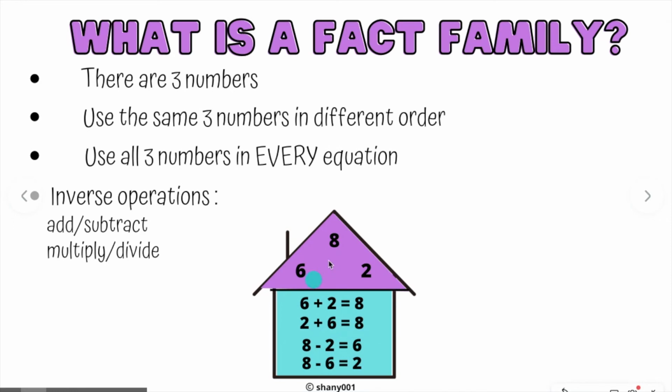So we have 6, 8, 2. 6 plus 2 equals 8. 2 plus 6 equals 8. 8 take away 2 equals 6. 8 take away 6 equals 2. And I make sure I have each number in a different order. So I cannot have 6 plus 2 again if I already used it here. So make sure you check. You have 8, but here you flipped it. You have a 2, you have a 6. So this is what a fact family looks like.